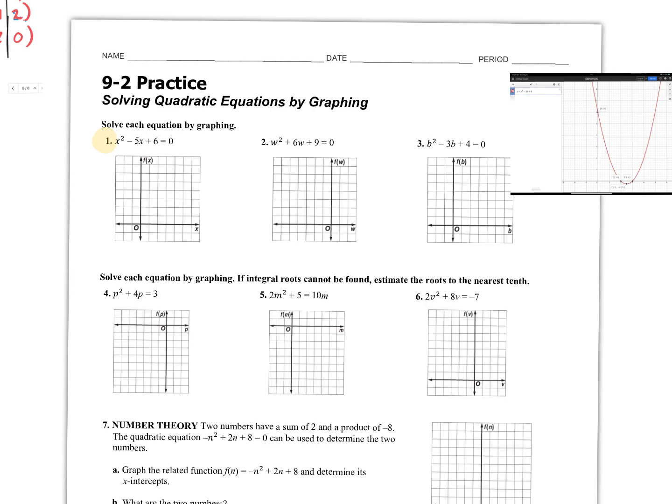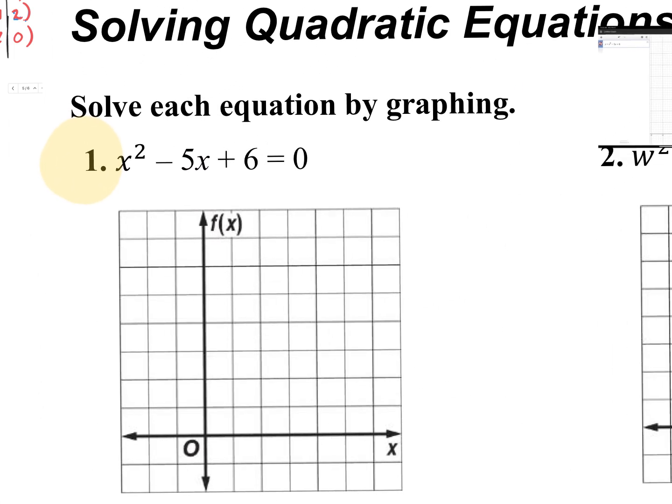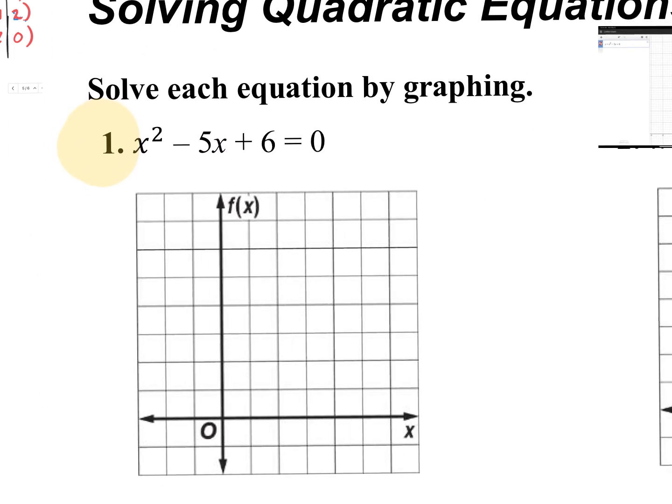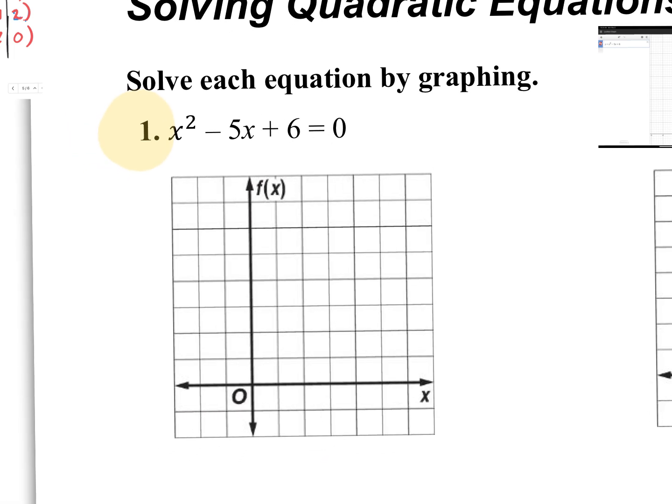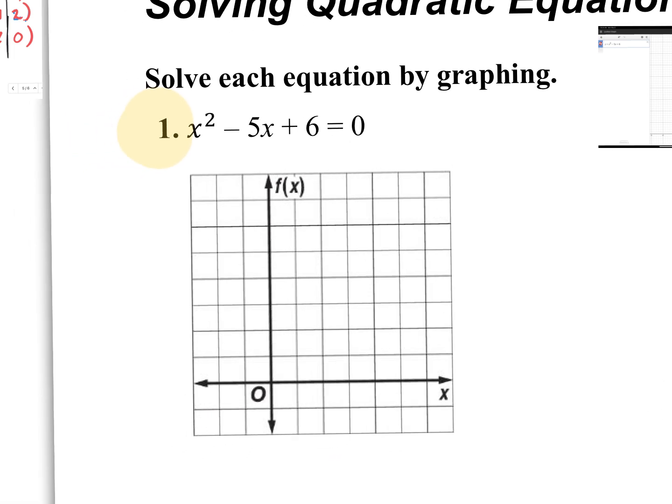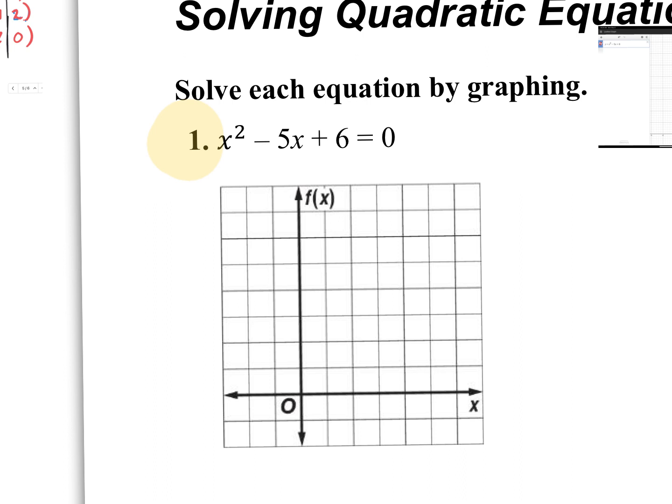So we have a worksheet right here. On this worksheet, it says solve each equation by graphing. Because they say solve by graphing, I would at least attempt to solve it by graphing. Now, what does that mean? Graph it, and the x-intercepts will be your solutions, right?